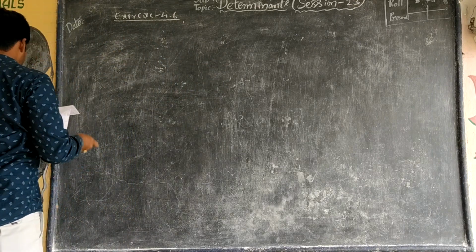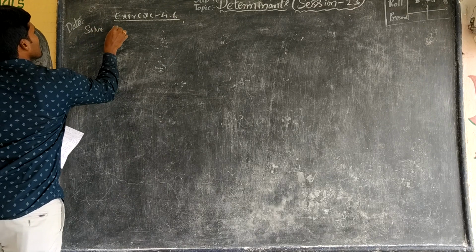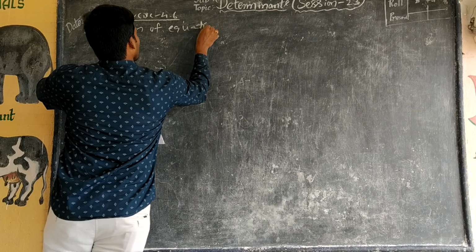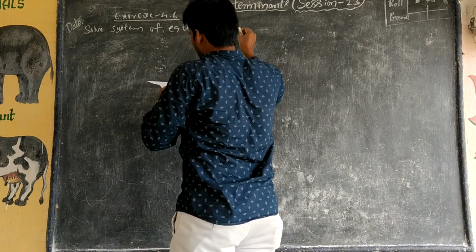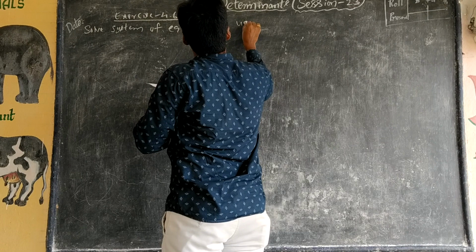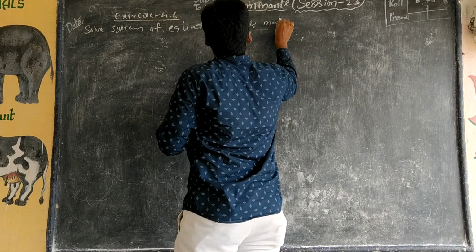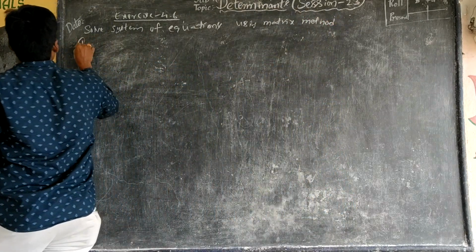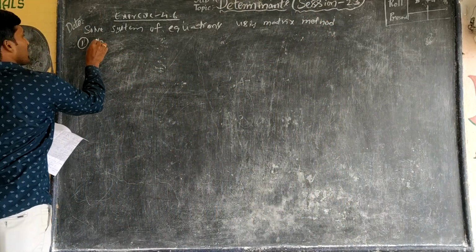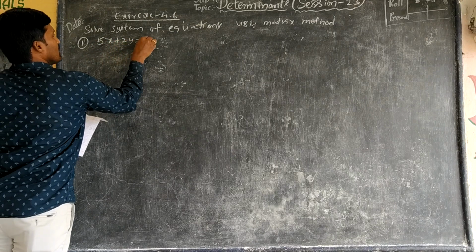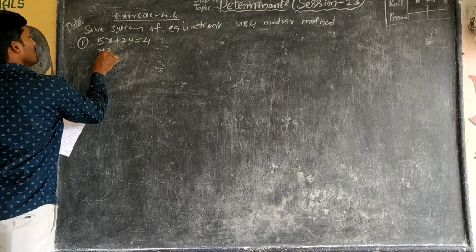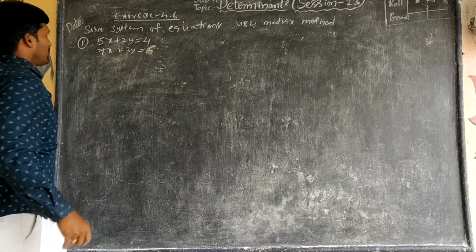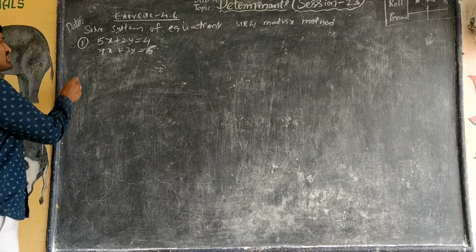Now next, solve the system of equations using the matrix method. Okay, in that first one, 5x plus 2y equal to 4, 7x plus 3y equal to 5. This is clearly a two variable equation. We need to find the solution for this.